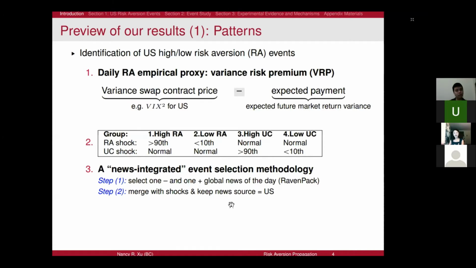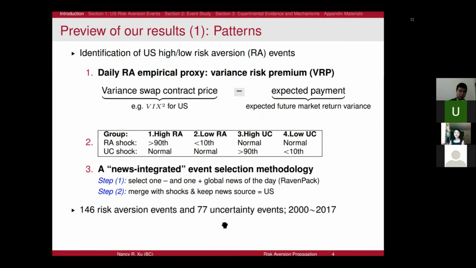To put it in a short way, we integrate these high and low risk aversion event days with external news data from RavenPack, which can tell you what the news of the day is and where the news is coming from. So we keep the days when it's news from the US. Eventually, at the end of the day, we have identified 146 US risk aversion events and 77 US uncertainty events, and we look at the period from 2000 to 2017.